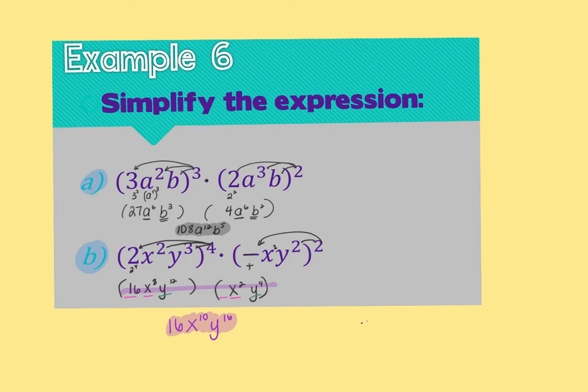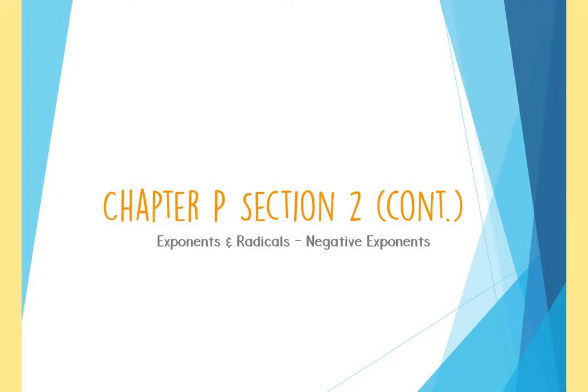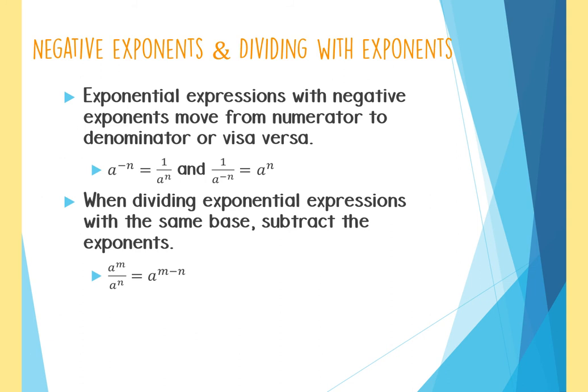All right, moving into P2. This is part 2, so this is actually P2b, which P2 is still exponents and radicals, but what we're going to talk about today is the negative exponents. All right, so negative exponents and dividing with exponents.